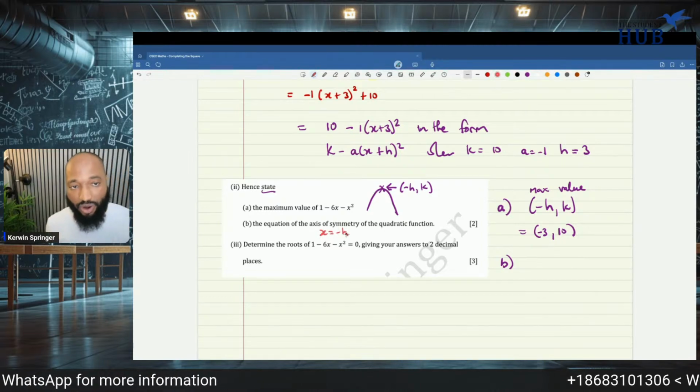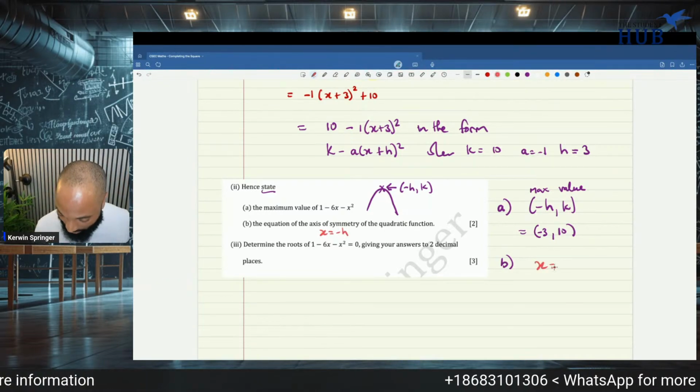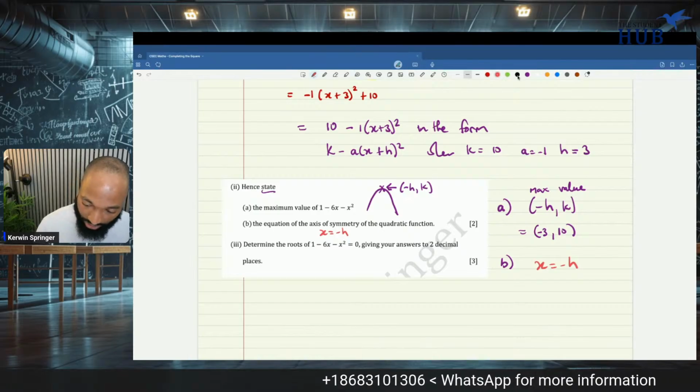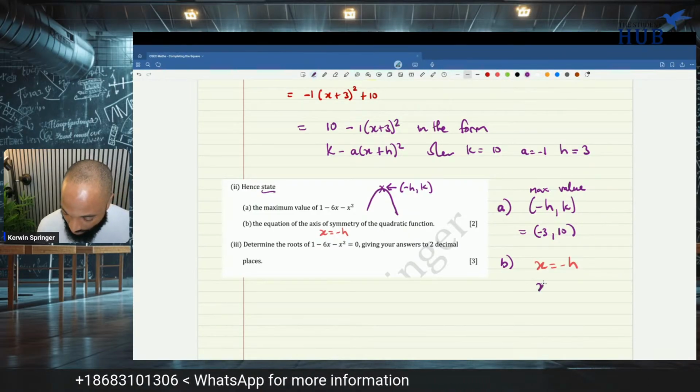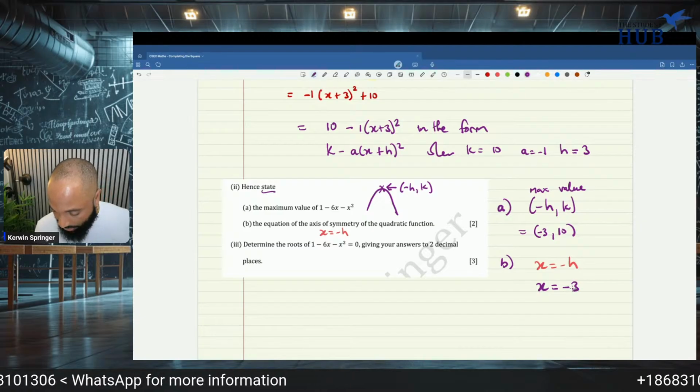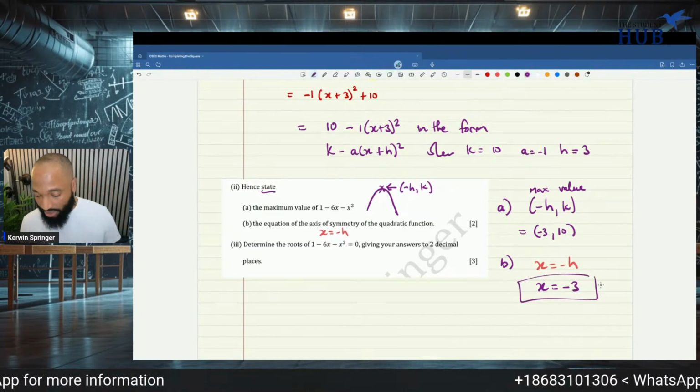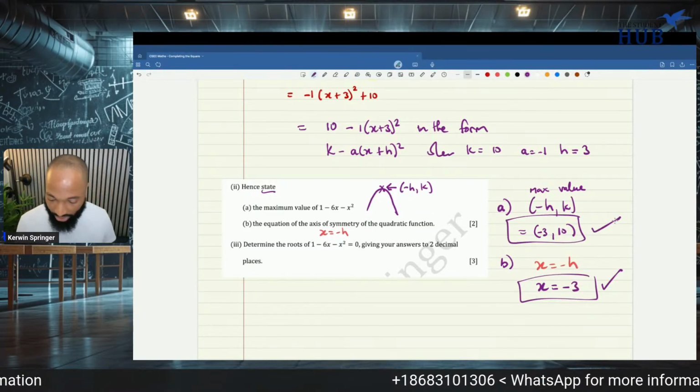And the axis of symmetry is always going to be x is equal to negative h. You have to literally write that. So I'll write x is equal to negative h and make the substitution in the next line, which would look like x is equal to negative 3. This is the answer, what they're looking for.